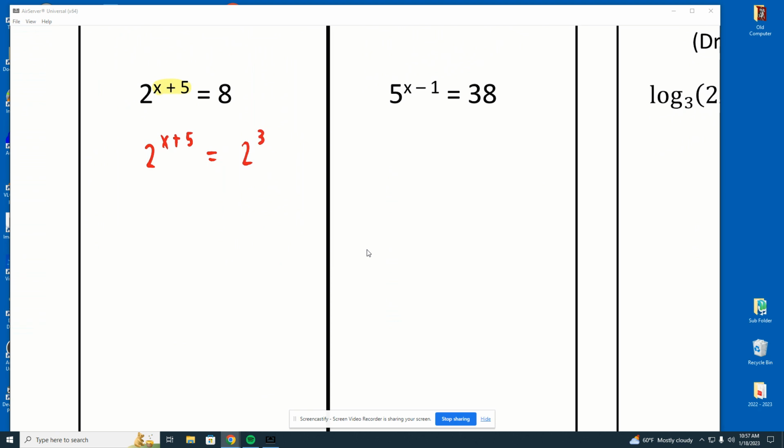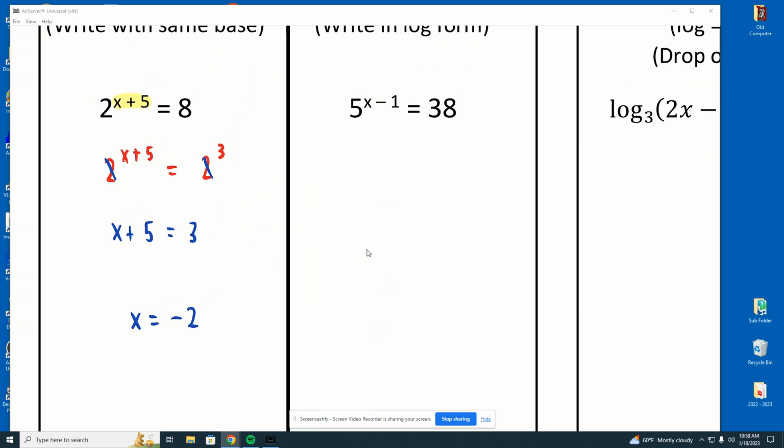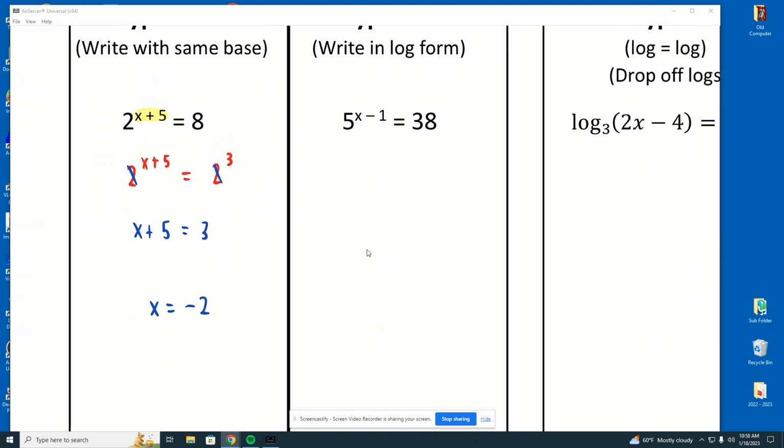Again, if I can create the bases to be the same, or if the bases are already the same, what is my simple process of solving? Drop the base. And then you can take what's remaining and set it equal to each other, and solve. So how do I solve this thing? Subtract 5, so x will equal -2. I'm going to come back to that in just a second. So hold on to that problem a little bit.